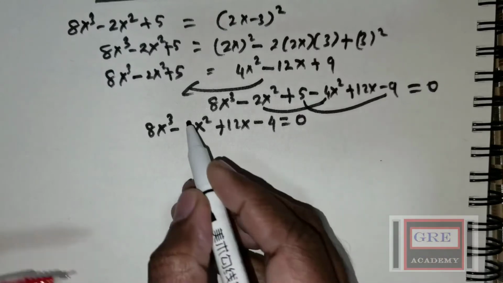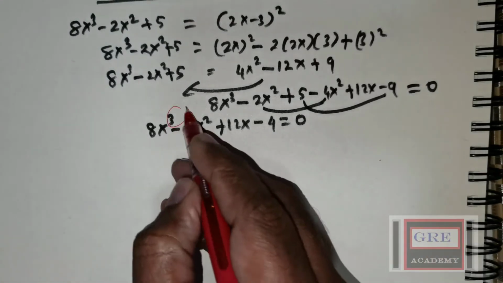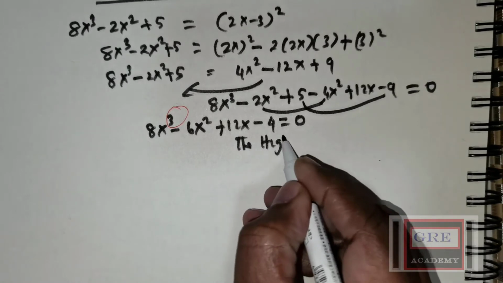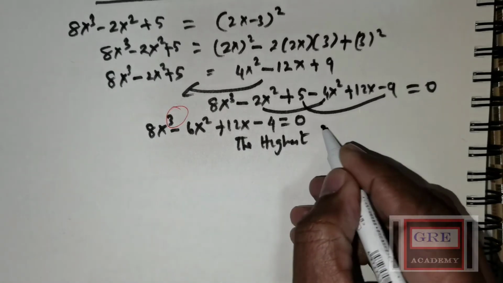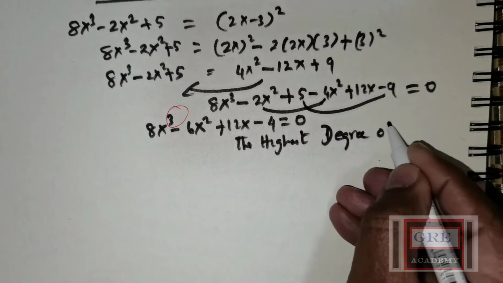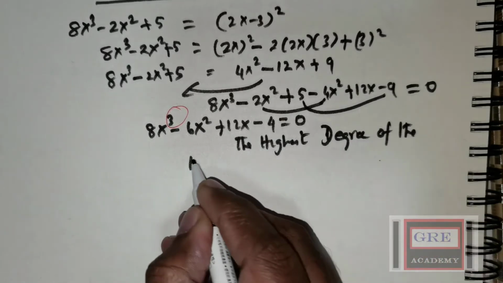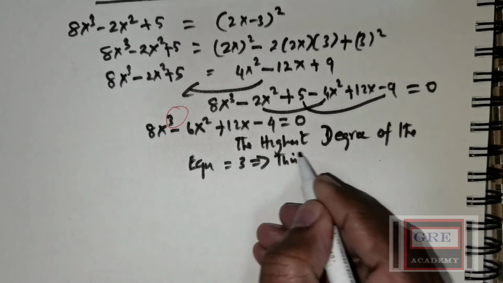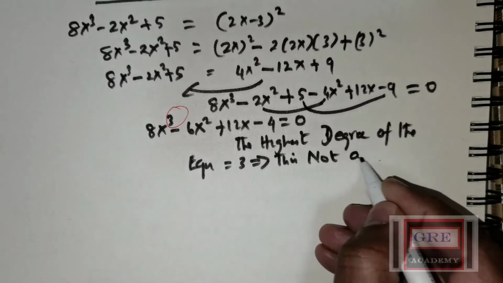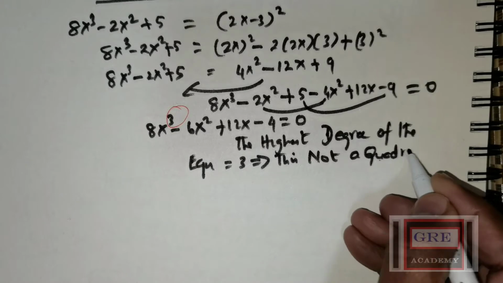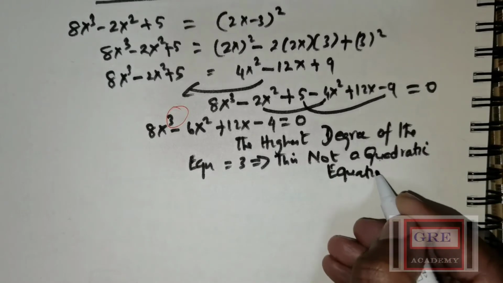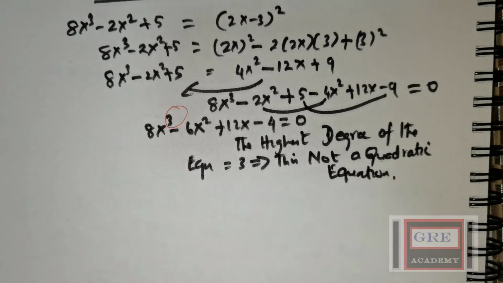Now if you were to see, the degree of this is 3. You can write it down: the highest degree of the equation equals 3. So this implies this is not a quadratic equation. So that completes the solution for this question.